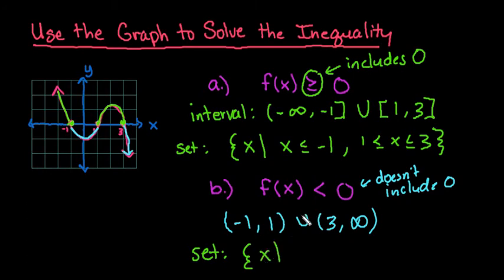For set notation, just in case you need to use set notation, you would just write it as x such that x is between -1 and 1. It's not inclusive, so we would not put the equal to. And then for all values of x that are greater than 3.